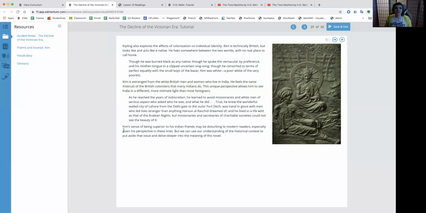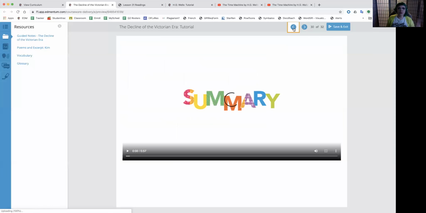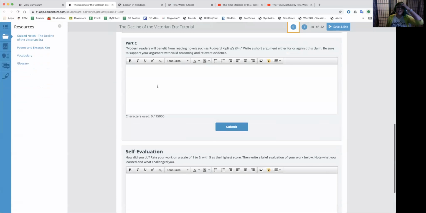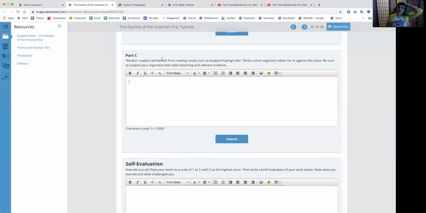And so this helps give you an idea for part C. Modern readers will benefit from reading novels such as Kim. Write a short argument for or against. It helps you understand the historical context. It helps you understand white privilege and those sorts of ideas. I can't really help you answer this question because it is asking for your opinion, but the information on slide 29 will help you answer that.